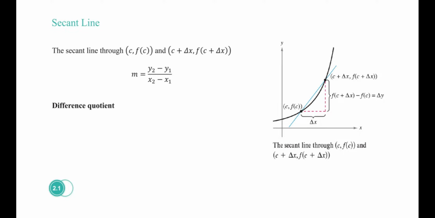Let's start with the secant line. A secant line passes through 2 points on the curve. In this graph, the 2 points are (c, f(c)) and (c plus delta x, f(c plus delta x)). The slope of this secant line is found using the slope formula, change in y over change in x. This is also called the difference quotient, because it compares how much the function changes over an interval.